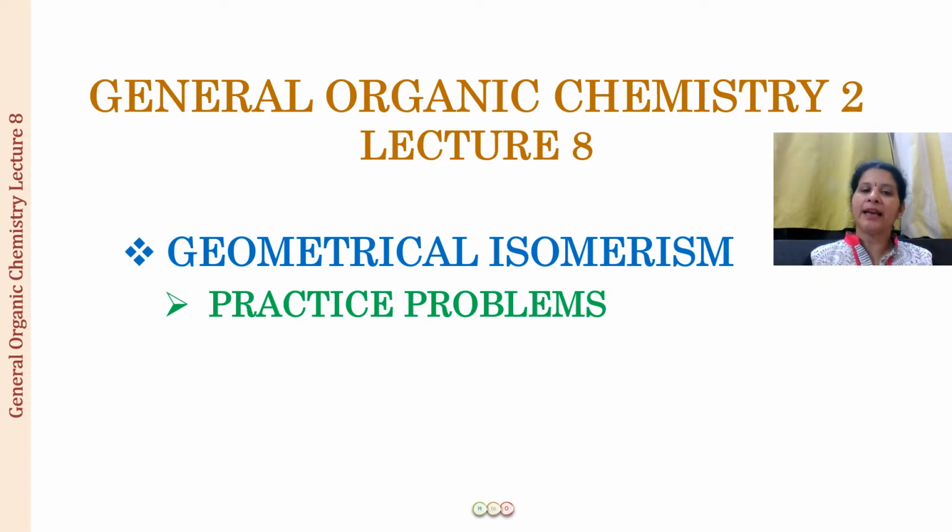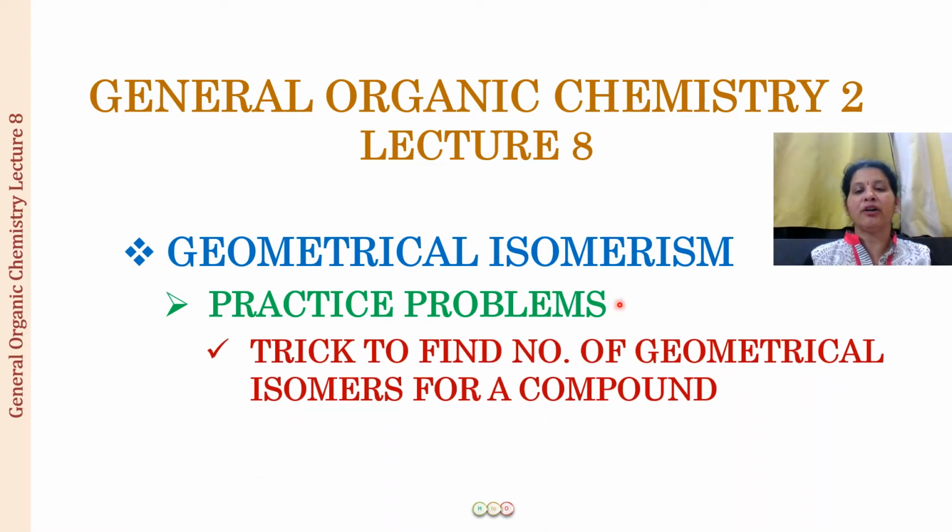In these practice problems, I'm going to give you one trick to find the number of geometrical isomers for a compound, because this is one of the most frequently asked questions in the examination. A molecular formula will be given to you, or a structure will be given to you, and you will be asked to find out the number of geometrical isomers. For that, I'm going to give you a trick, and along with that, we are going to learn all the possible questions which are going to come in the exam, and therefore this is going to be the most helpful lecture after understanding the concept. So let us begin the learning today.